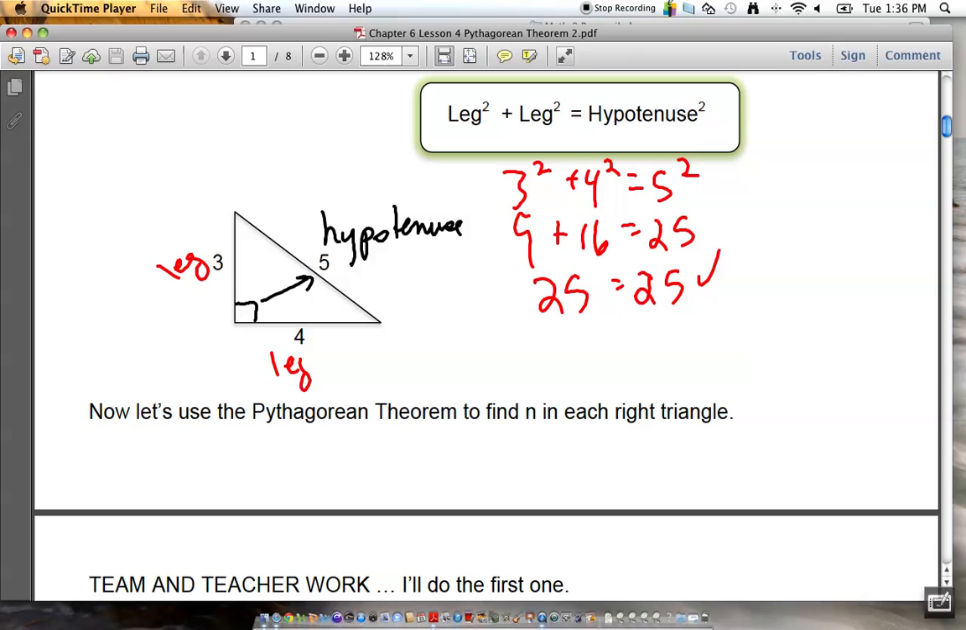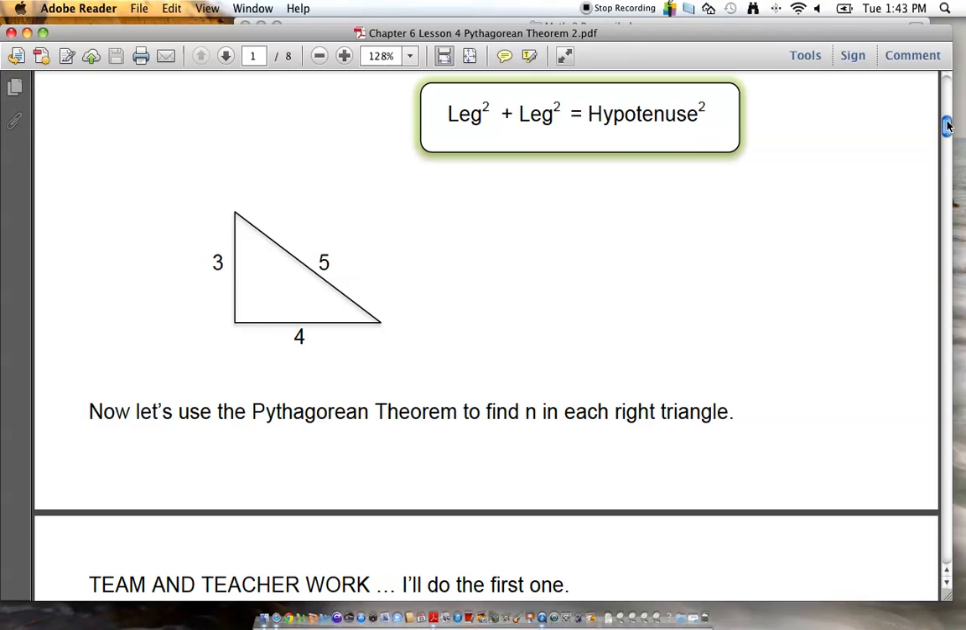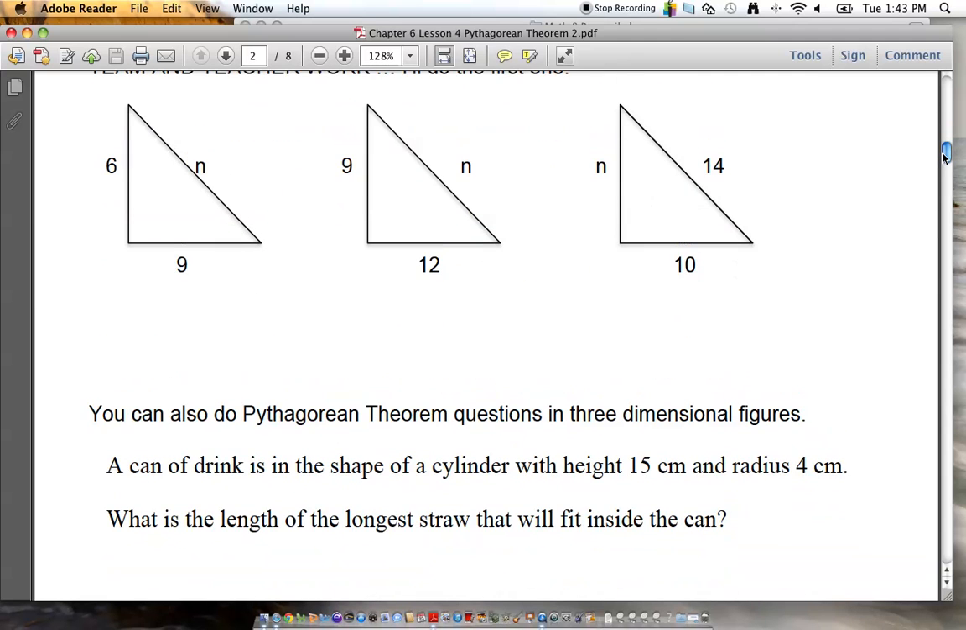So, yesterday, we started to do some work where we actually found n in the diagram. So let's try the first diagram with the 6, the 9, and the n. Go ahead. Give it a shot. Let's see how you do. Again, we did questions just like this yesterday, so you should be pretty comfortable with it.